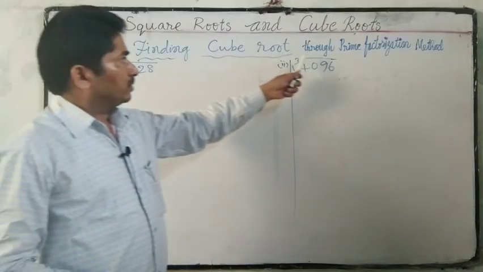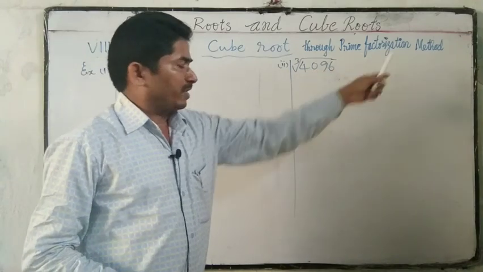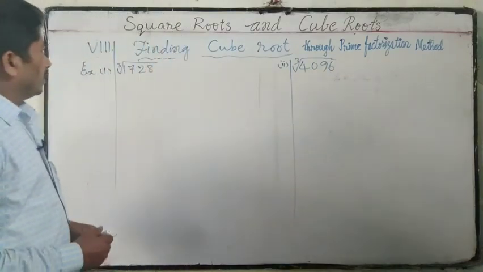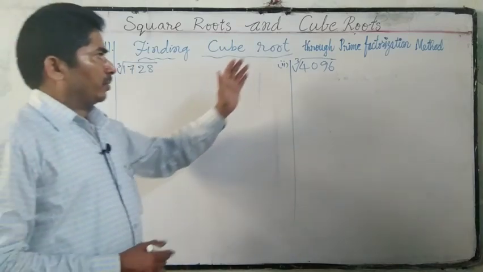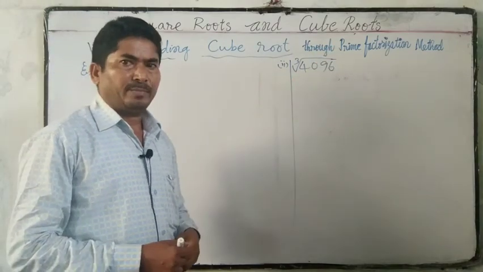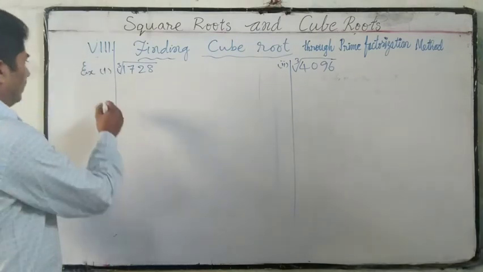Finding cube root through prime factorization method. Here we have two examples to understand finding cube root through the prime factorization method. Let us observe.